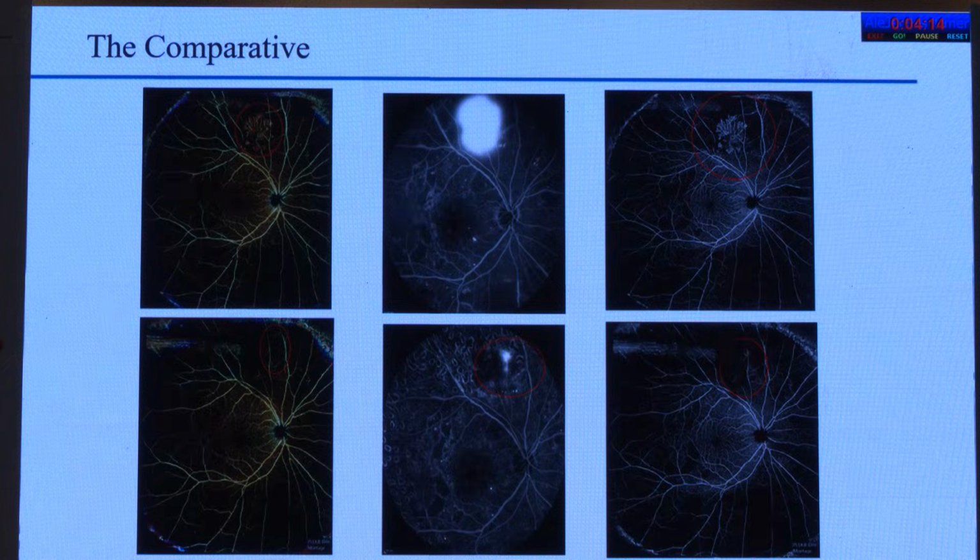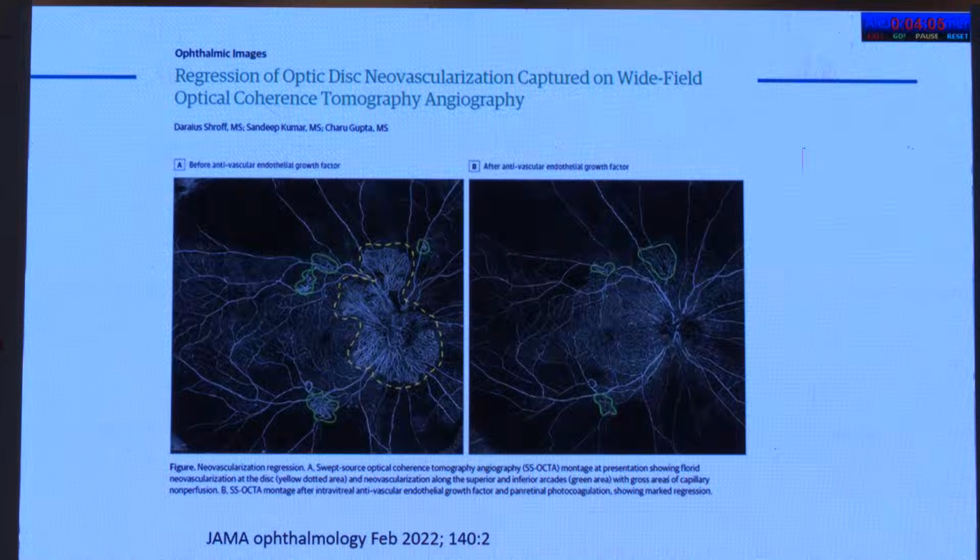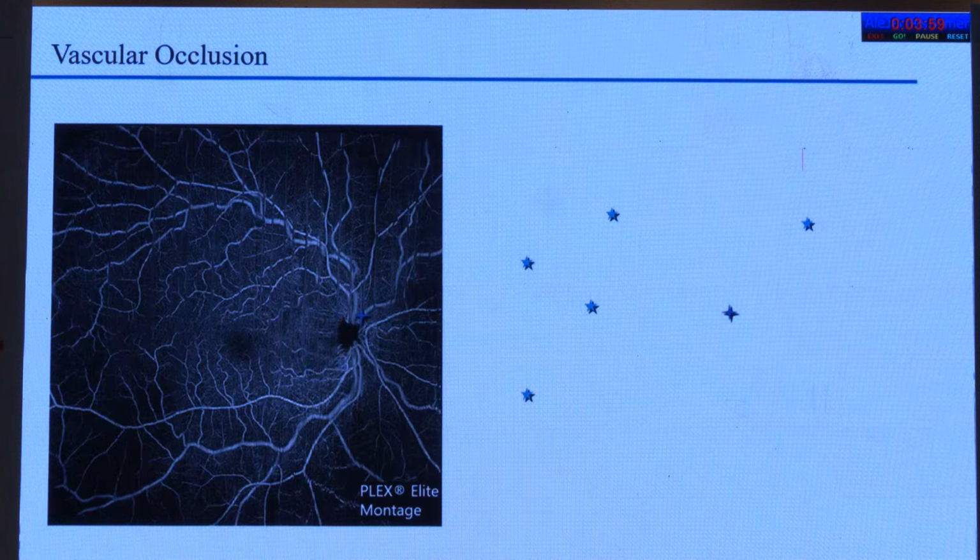It's not just that we are picking it up, but it's also been documented that you do see a decrease in the leaky patterns and also a decrease in the networks that you pick up on FA as well as on OCTA. This was something that we did in our center, and we documented this decrease in NVD.